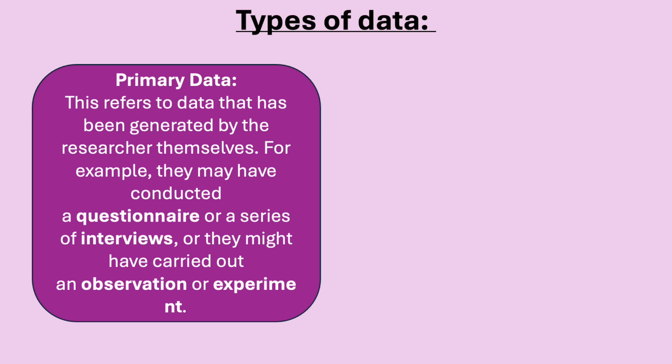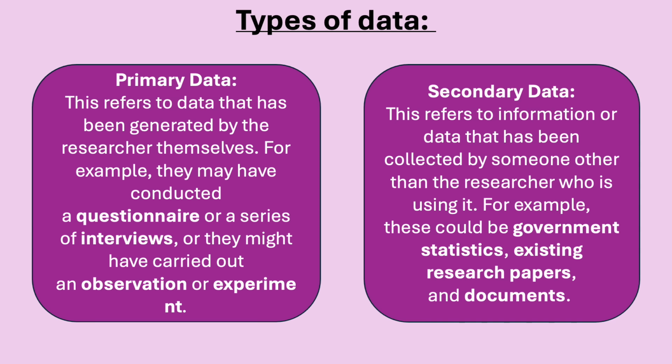And when we do research, we have different types of data. So first we have primary data, and this refers to data that has been gathered by the researcher themselves. For example, they may have conducted a questionnaire or a series of interviews, or they might have carried out an observation or experiment. Then we also have secondary data, which refers to information or data that has been collected by someone other than the researcher who is using it. For example, these could be from the government, statistics, existing research papers, and documents.